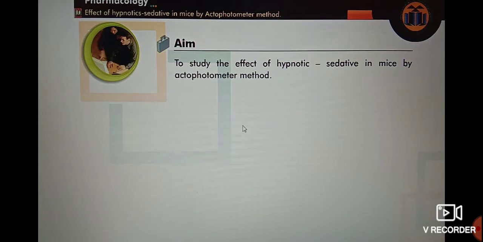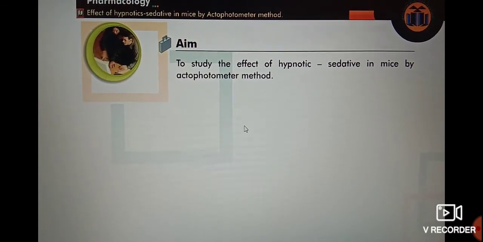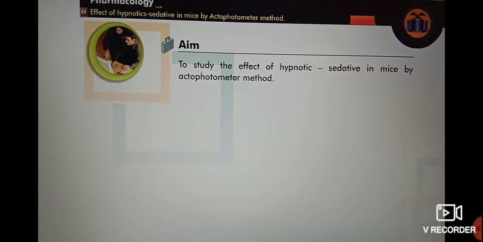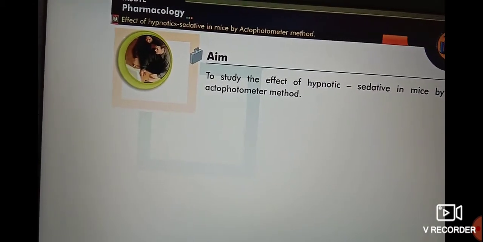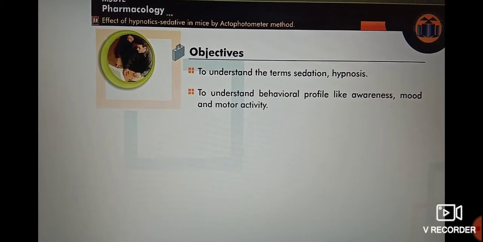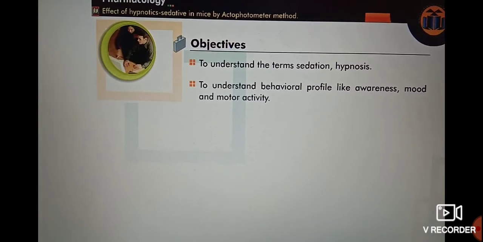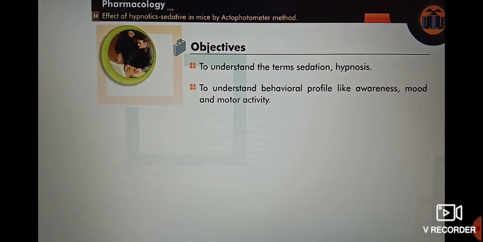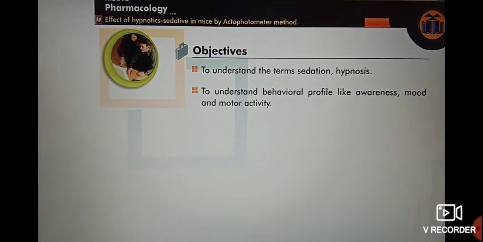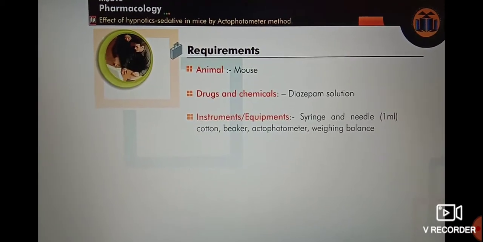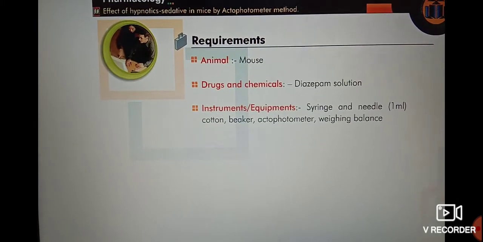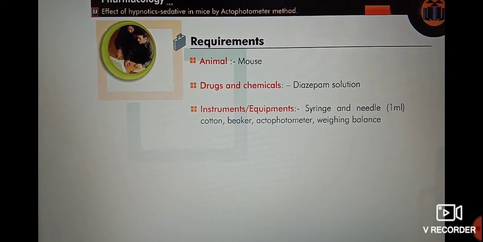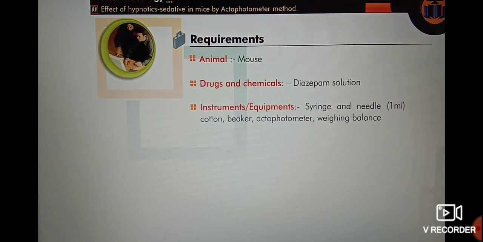Aim of this experiment is to study the effect of hypnotic sedative in mice by actophotometer method. Objectives of this experiment are to understand the terms sedation, hypnosis, to understand behavioral profile like awareness, mood and motor activity. For this experiment, we require animal, mouse, drug and chemical dissolvable solution, instruments or equipment, syringe and needle, 1 ml, then cotton, beaker, actophotometer and weighing balance.